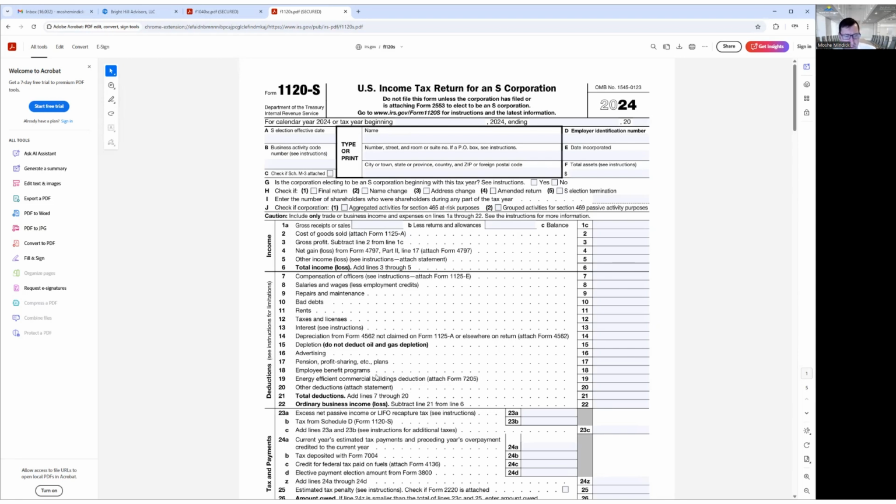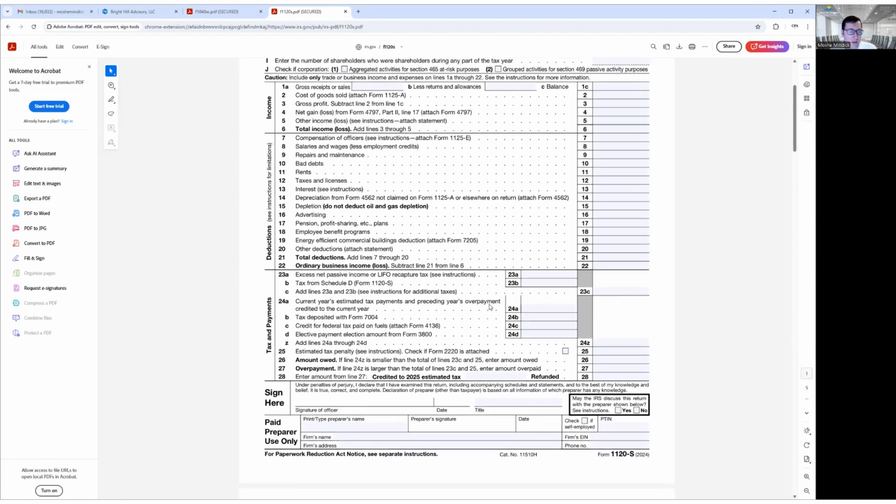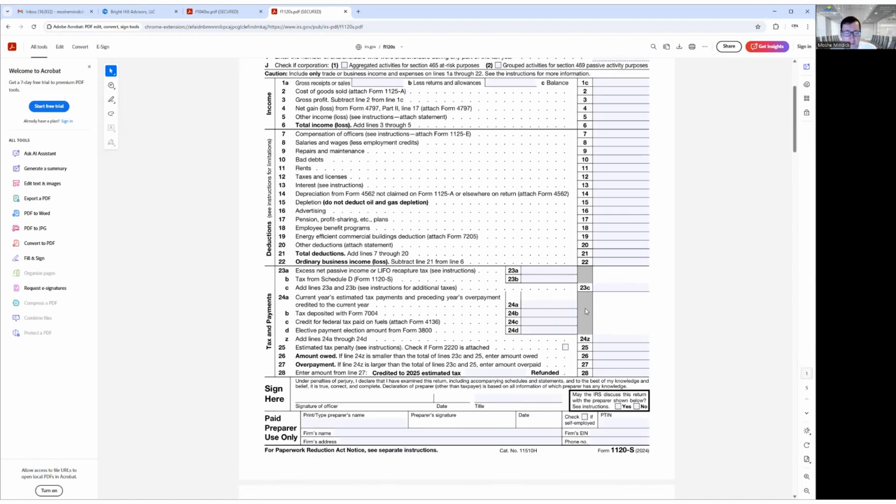Advertising, pension, profit sharing, employee benefits. Like some people say, health insurance is an employee benefit, so you put it in there. Energy efficient commercial. You're never going to see that. I never see it. Other deductions then gets into that area of it's not anywhere here, so let's put a schedule for all those things that are not there, and you can pretty much ignore everything else.